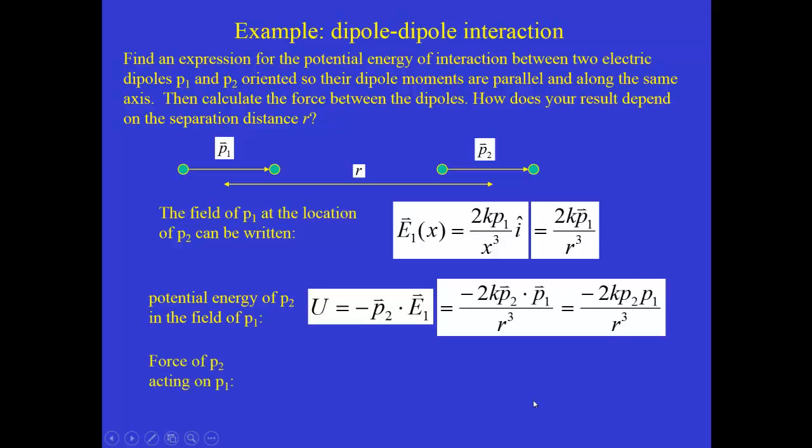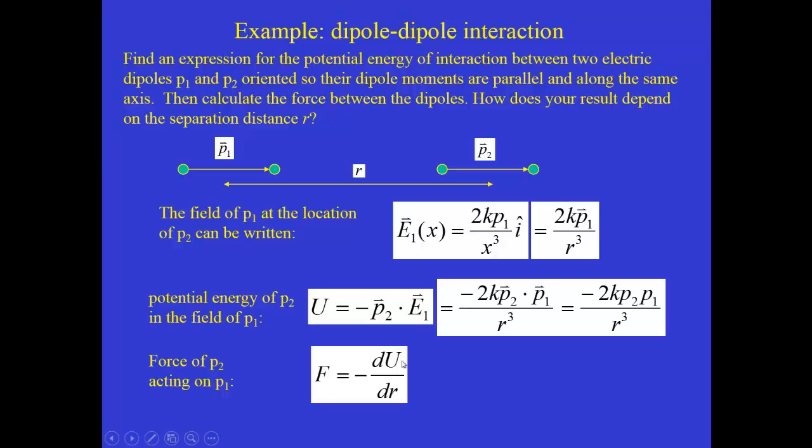Now how do we get the force from this? Actually, what this should say is the force on P2 from P1. I have that backwards here. But in either case, it doesn't really matter which way we think of it, because Newton's third law reminds us that the force of 1 on 2 is the same as the force of 2 on 1, just in the opposite direction.